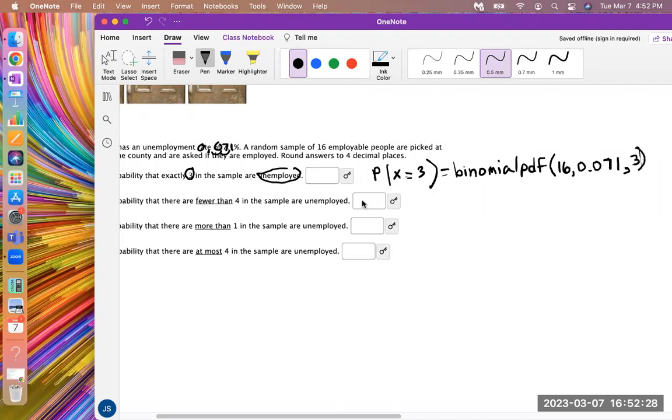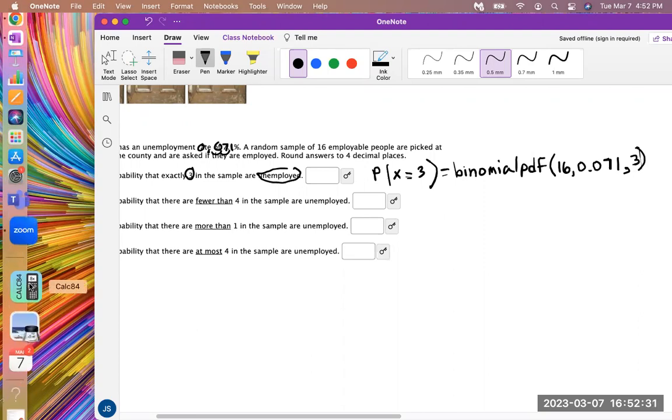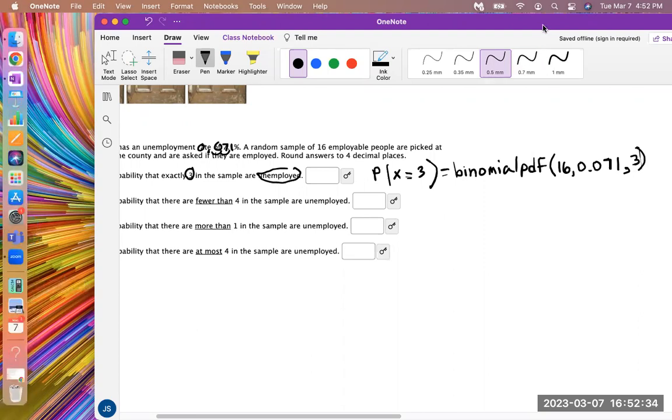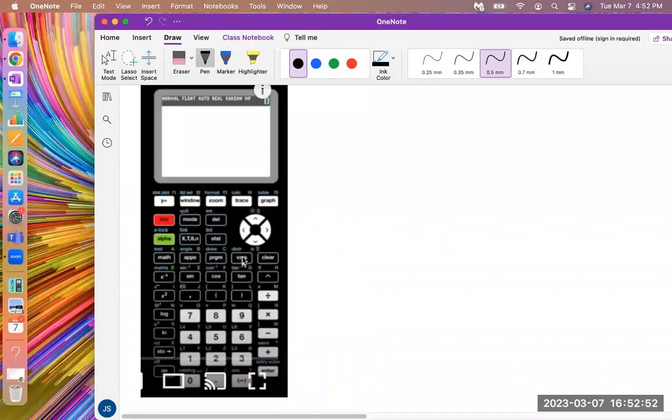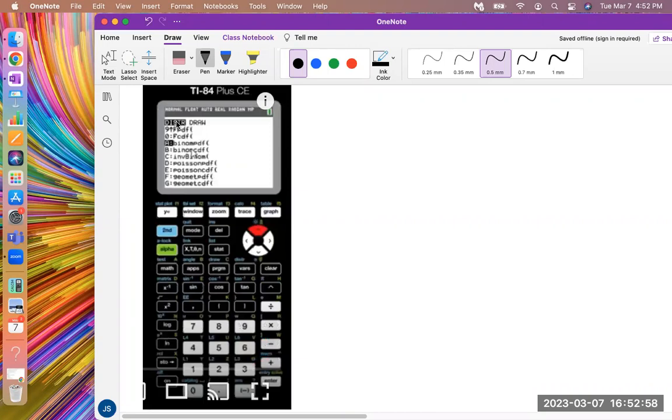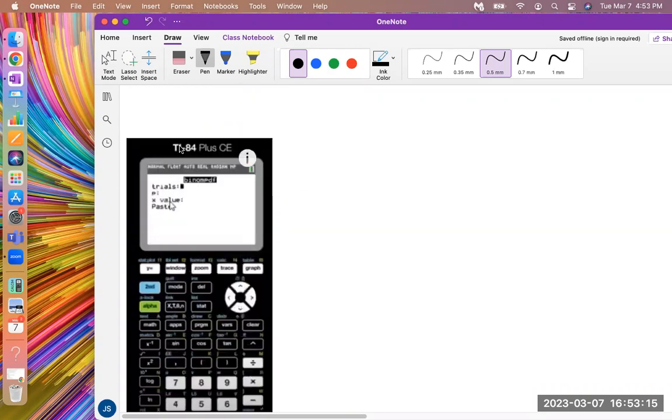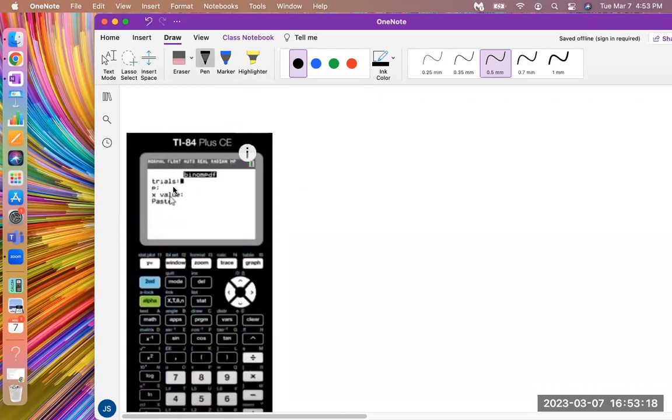So on your calculator, it looks like this. You go to second vars, and then it gets you to the distribution list, and you have to keep scrolling down until you get to something that says binomial. It's binom PDF. And you just press enter once you have got to that one. And then next, sometimes some calculators prompt you how many trials or how many are in your sample. The P is the probability for success.